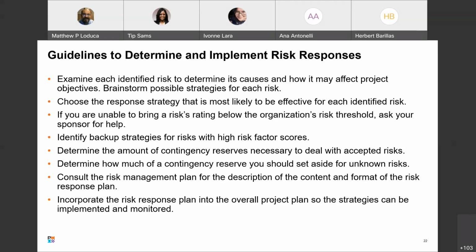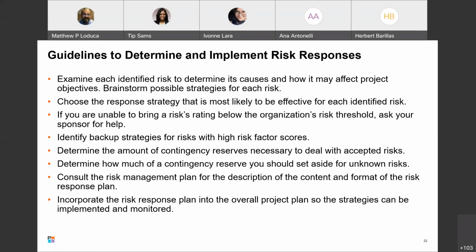But the more you know, the better your response when you do this. And the more you plan it ahead of time, the easier it is to do it. It's essentially you're practicing for the risk before it actually happens. Choose the response strategy that's most likely to be effective for each identified risk. And this again, it really kind of depends on the risk itself. What's most effective may not be the most cost effective or the most time effective.